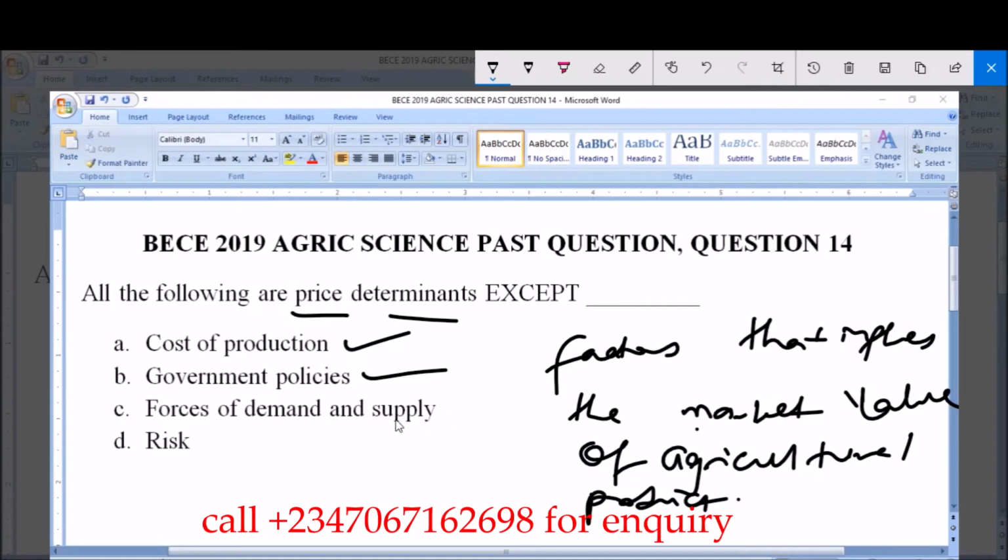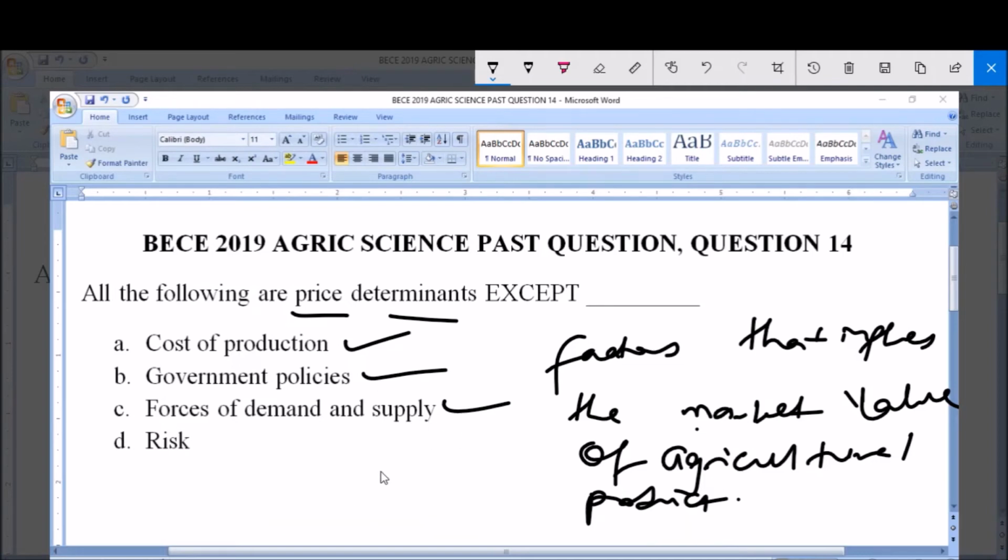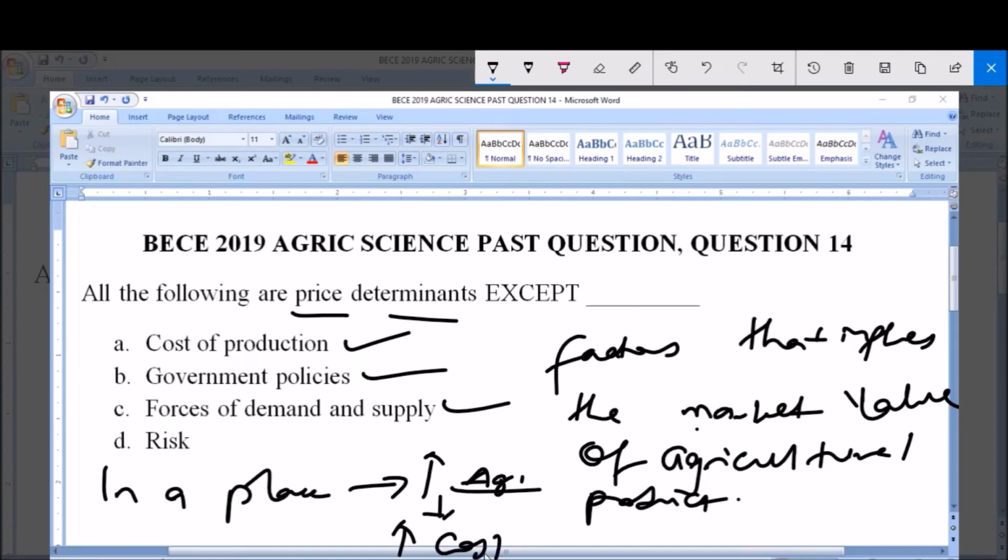Now C here says forces of demand and supply. Yes, forces of demand and supply is also a price determinant, because take for instance a place where there is a high or increased demand for a particular agricultural product. Now this agricultural product will be scarce. Because of the increase in demand and supply of this product, it will be scarce, and because of its scarcity, the cost will increase also. It leads to an increase in the cost of this product. So forces of demand and supply actually affect the price of agricultural products.